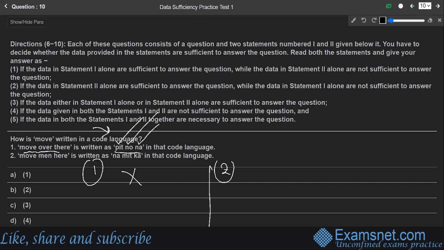If we see second alone, move man here is written as na mitka. So obviously we cannot answer again what is the code for move because they can be shuffled in between also. Second alone is not sufficient to answer. Even if we combine both the information together, move man here, move over there, no other word is common other than move. If any other word had been common, we could have cancelled out those words and the only code left would have been for move. But that is also not the case. There is no other word common. So even if we combine the information together, we are not able to answer the question. So the right answer is option 4.